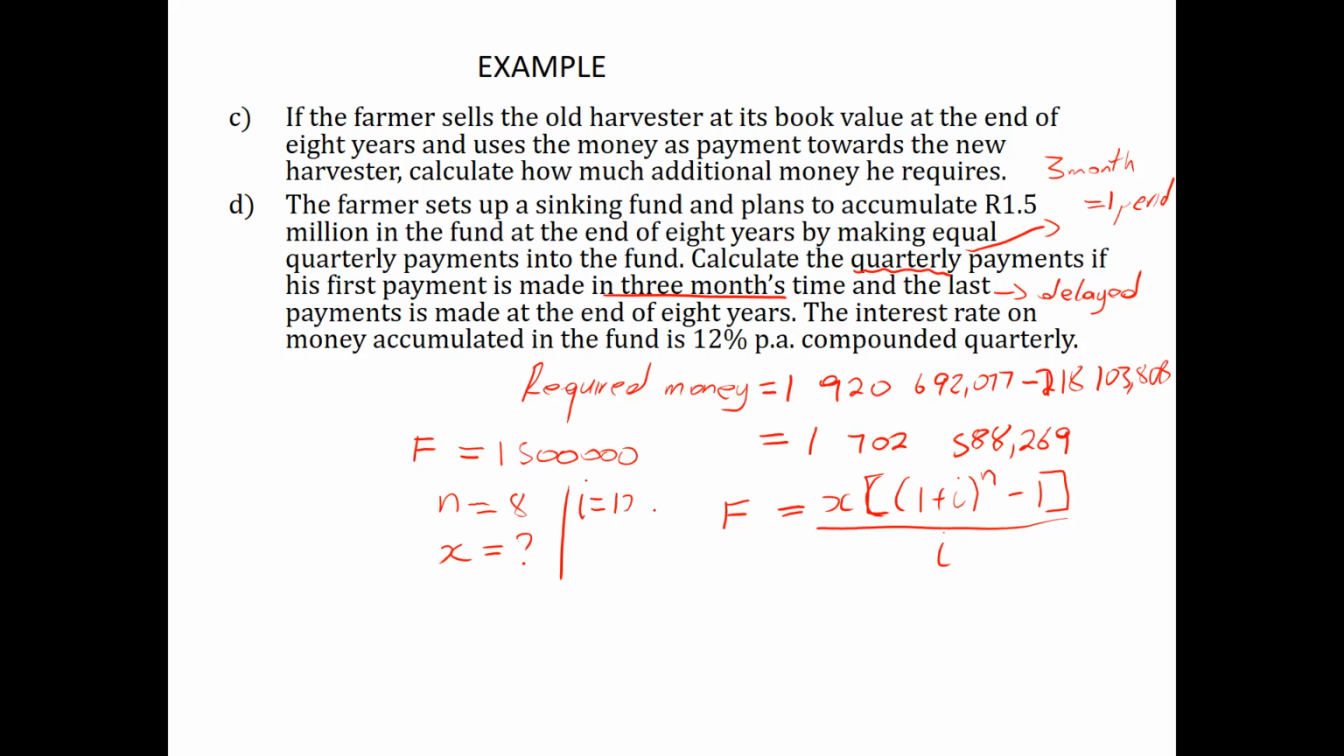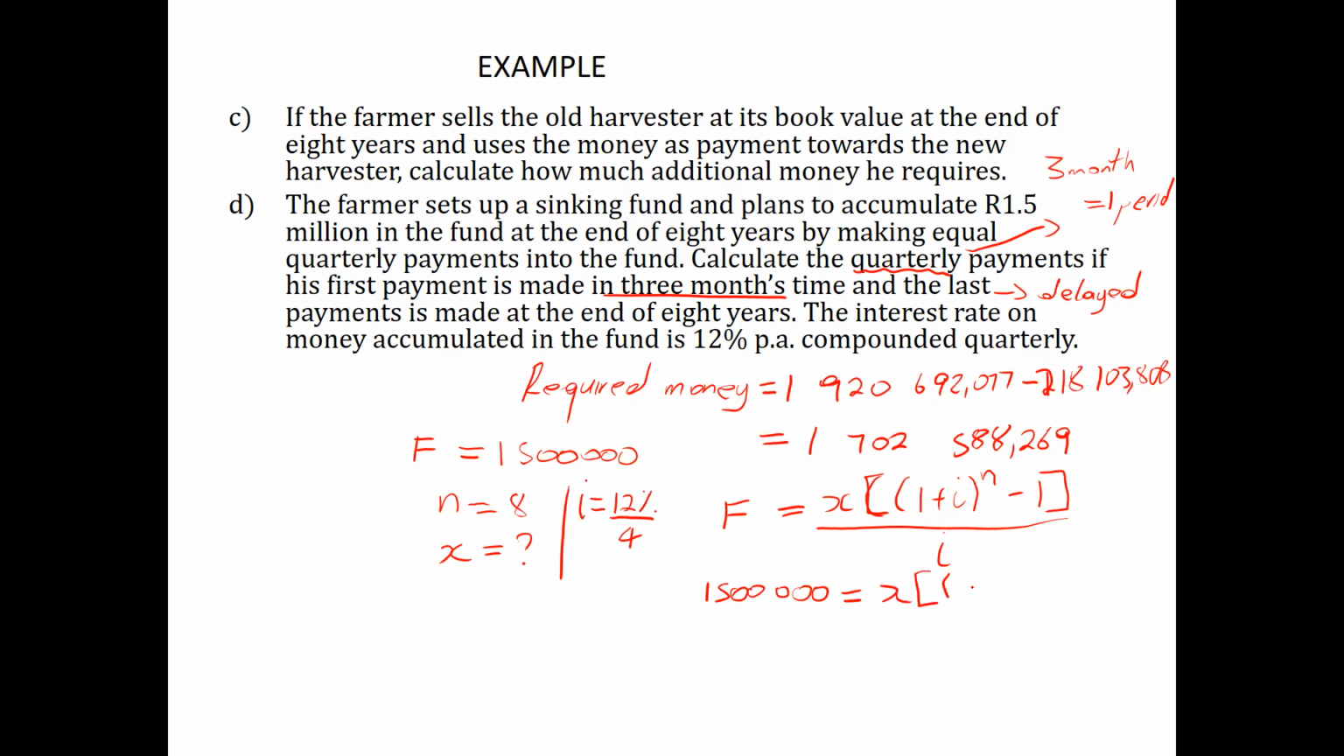So I'm going to take this 12% and divide it by the number of quarters in a year. The number of quarters in a year will simply be 4. Now I can start making my substitutions. Where there is F, I will have 1.5 million. Where there is X, I'll have nothing because that's what I'm trying to calculate. Hence, I put a question mark next to it.